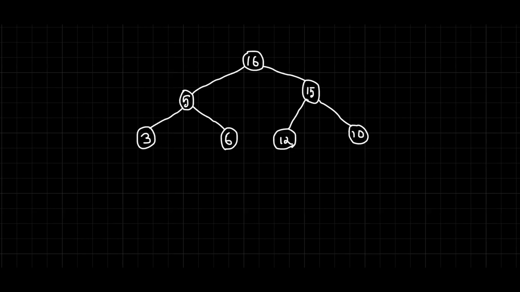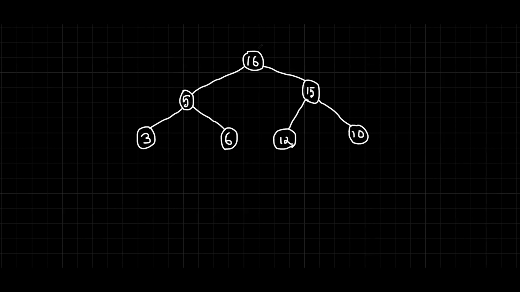Here, to understand the algorithm, we have taken this example. This tree has root 16, which has two children, 5 and 15. 5 also has two children, 3 and 6, and 15 also has two children, which are 12 and 10.